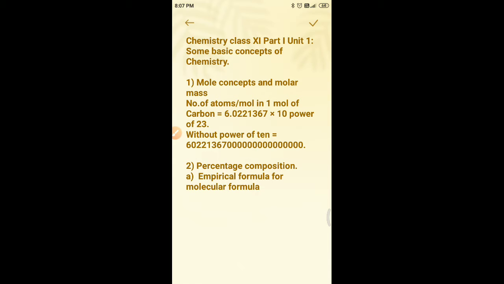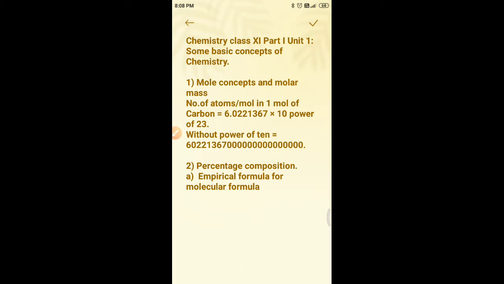Since water contains hydrogen and oxygen, the percentage composition of both these elements can be calculated as follows. First, we'll determine the mass percentage of the element. Mass percentage of the element is equal to the mass of that element in the compound divided by the molar mass of the compound. Here the molar mass of water is 18.02 gram, and when we convert it to the mass percentage of hydrogen, it becomes 2 × 1.008 divided by 18.02 × 100. We get 11.18 as the mass percentage of hydrogen present in water.